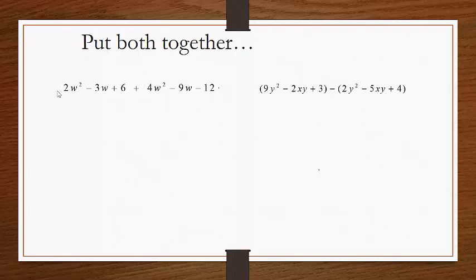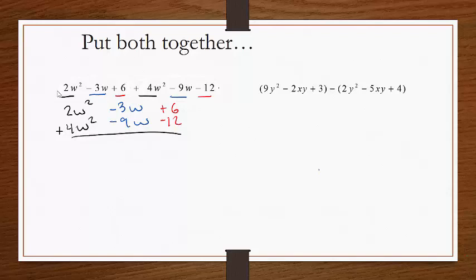So I'm just going to get rid of them. They have absolutely no purpose. All right, and it's just like the problems we did before. Let's underline our w squareds and stack them. Let's underline our w terms and stack those. And then our 6 and our minus 12 get stacked. And then we do the math straight down. 2 and 4 make 6. Minus 3 minus 9 make minus 12. 6 and minus 12 make minus 6. And we're done.